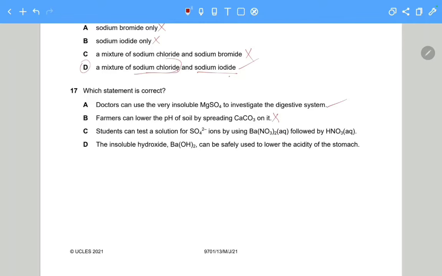And then option C, students can test a solution of sulfate ions by using barium nitrate followed by nitric acid. This is correct because this is given in your qualitative analysis booklet, which you should learn for this paper. And option D, the insoluble hydroxide, barium hydroxide, can be safely used to lower the acidity of the stomach. This is wrong because barium hydroxide is alkaline and it is soluble, so it will lower the acidity of the stomach, but it's soluble, not insoluble.